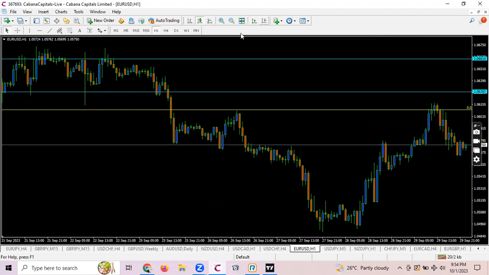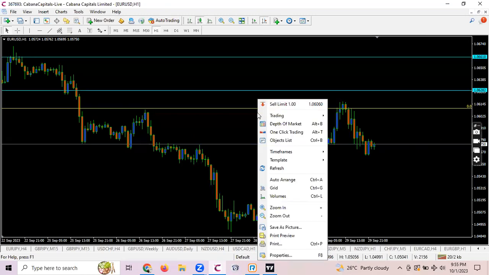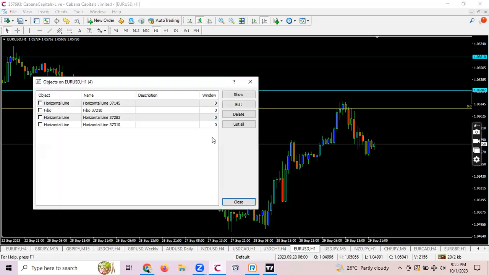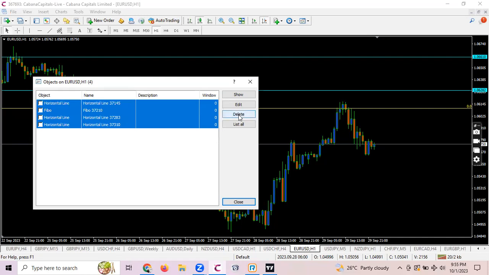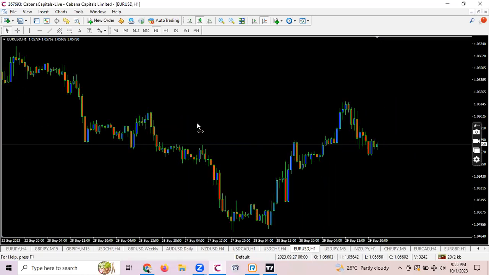Someone is asking, how do I calculate stop loss? Your strategy tells you where you should set your stop loss, unless you don't have a strategy. If you don't have a strategy, that's when you wouldn't know where to set your stop loss. If you have a strategy, you should know where to set your stop loss.